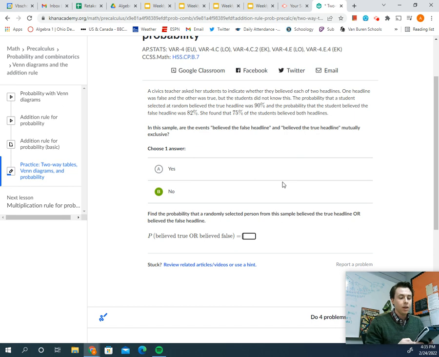So I'm going to take the 90% that believe the true headline plus, because or means plus, the 82% that believed the false. That gives me 172%, which obviously doesn't make sense, but we realize that since 75% believe both, we've double counted. So what the math looks like here, I've added them together and then subtracted the 75 that believe both, and that gave me 97%.